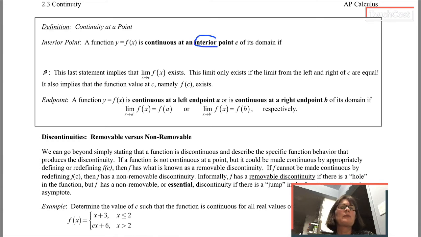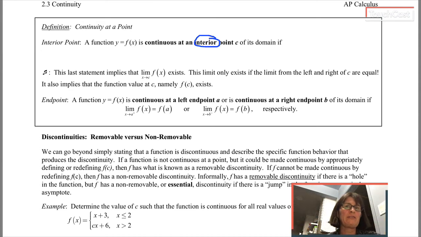So I want to just use this word interior. I'm going to talk for a second about an interior point. An interior point of a function is a point that's not an endpoint, so any place in the in-between parts. But if I tell you the domain of a function is from x equals 0 to x equals 10, then x equals 0 and x equals 10 are endpoints. Any other point on the domain is an interior point.